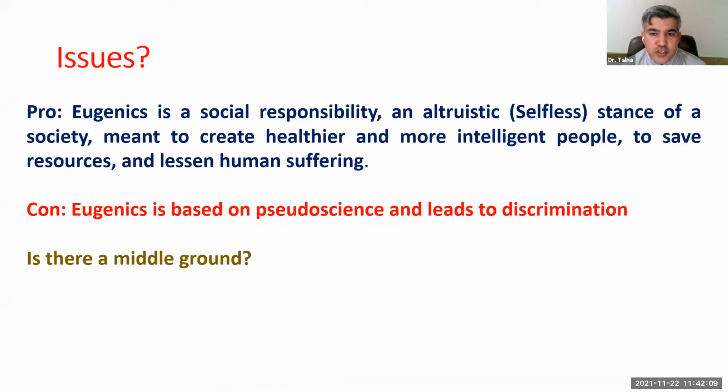Eugenics is a social responsibility and a selfless stand of society, meant to create healthier and more intelligent people, more resources and less human suffering. What are maybe the negative sides? Eugenics that is based on pseudoscience is used to discriminate. If eugenics is not properly used or not properly applied, it can cause some serious difficulties.